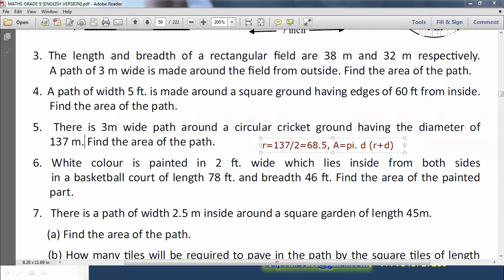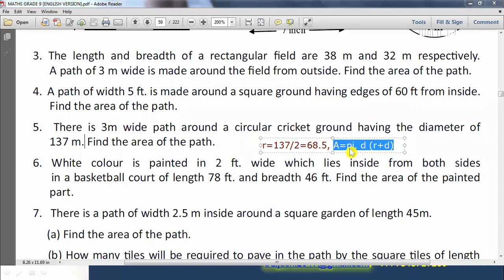Maybe you are confused in this one. This is the outer path or inner path. Am I right? Yes, sir. त्यसमै कन्फ्युज भयो होला. आउटर हो कि इनर? यो आउटर हो. क्रिकेट ग्राउन्डको बाहिर बनेकै हुन्छ. क्रिकेट ग्राउन्ड भन्दा भित्र पाथ बन्दैन. So we have to use the formula of area of outer path of circular field, circular ground.